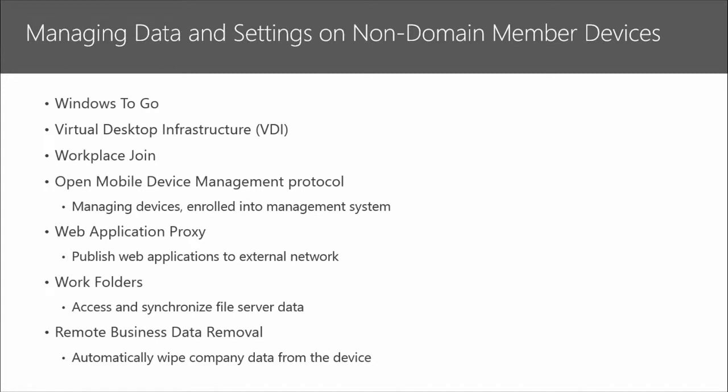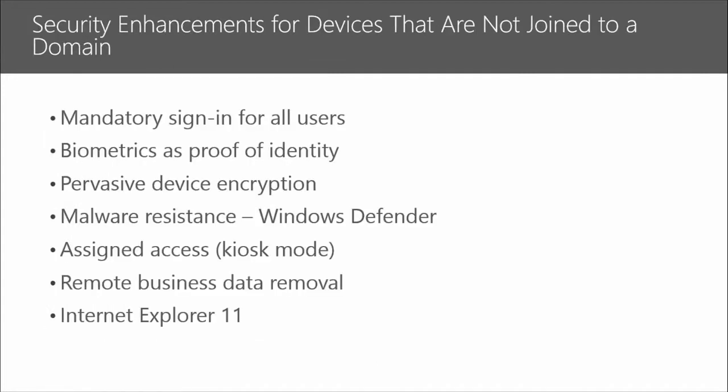Okay. Well, let's keep going. And some other security enhancements that we have for 8.1 for devices that are not joined to a domain. You can have these mobile device policies, whether it's through Intune or something else, where you can require, for example, device encryption. You can require mandatory sign-in. You can require remote business data removal we just talked about. So you can require a lot of these things. And other security enhancements we have here, we talked about biometrics already, or I guess that's coming up. Sorry, we're talking about biometrics coming up.